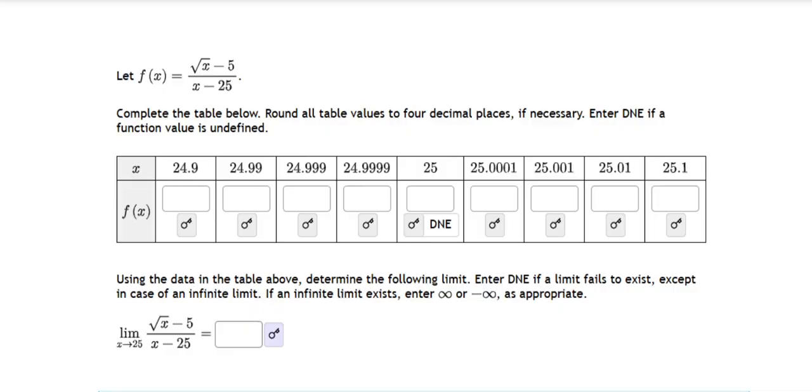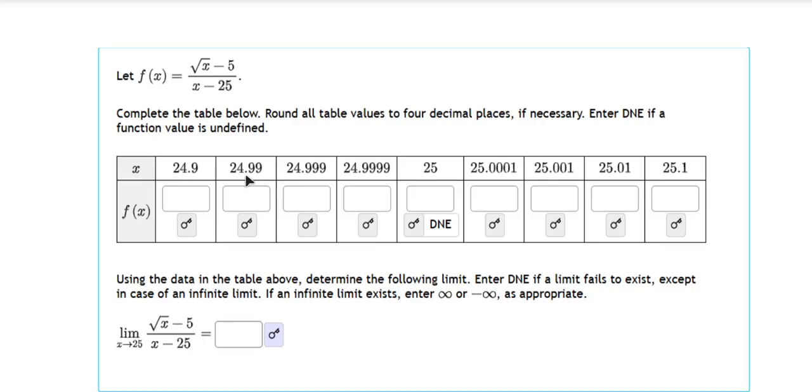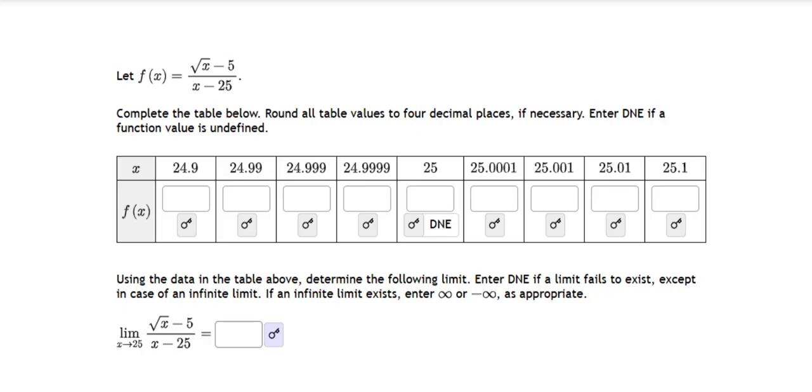Here we have f of x equal to the square root of x minus 5 divided by x minus 25. The first thing we're going to want to do is put these x values into our list. Let's also notice that if we plugged in 25, we would get DNE. Why is that? Because the denominator would be then 25 minus 25, which is 0. Zeros in the denominator always make this expression undefined, and so we write does not exist.